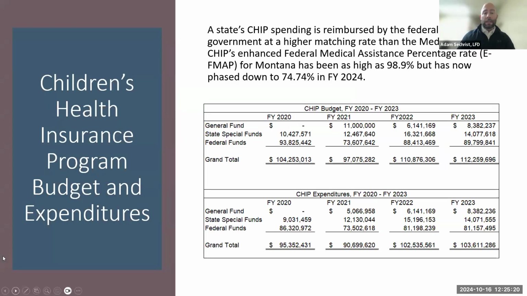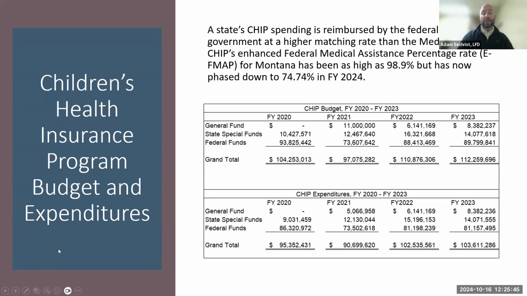And then, as this slide indicates, the federal matching rate for CHIP is higher than traditional Medicaid's FMAP. Generally, it's around 11.5% higher, and it's known as the Enhanced FMAP or EFMAP. This was extended to continue through September 30th, 2027. Although Montana is not close to the threshold, the Enhanced FMAP is capped at 85%.